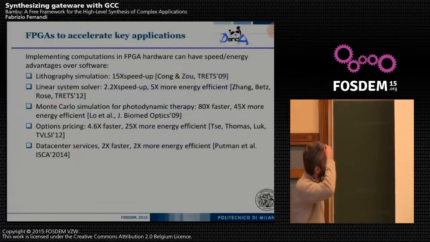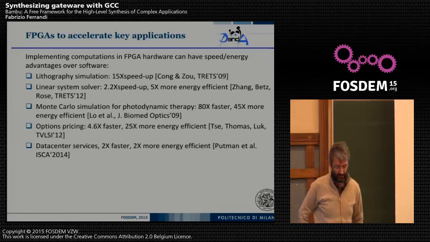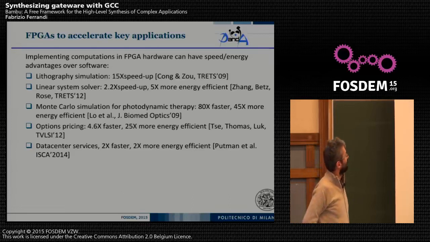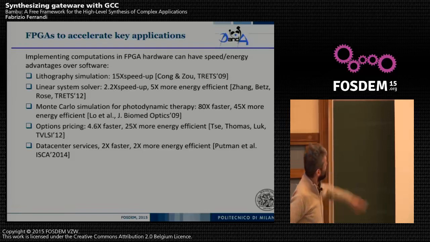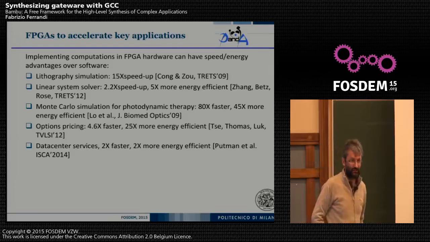So this talk is related to FPGA design. And the idea is that FPGA could be very helpful in order to accelerate some specific applications, not for general kind of acceleration, but there are a lot of nice stories about accelerating critical key applications. Here we have a list of possible accelerations, ranging from 2x to sometimes 100x.